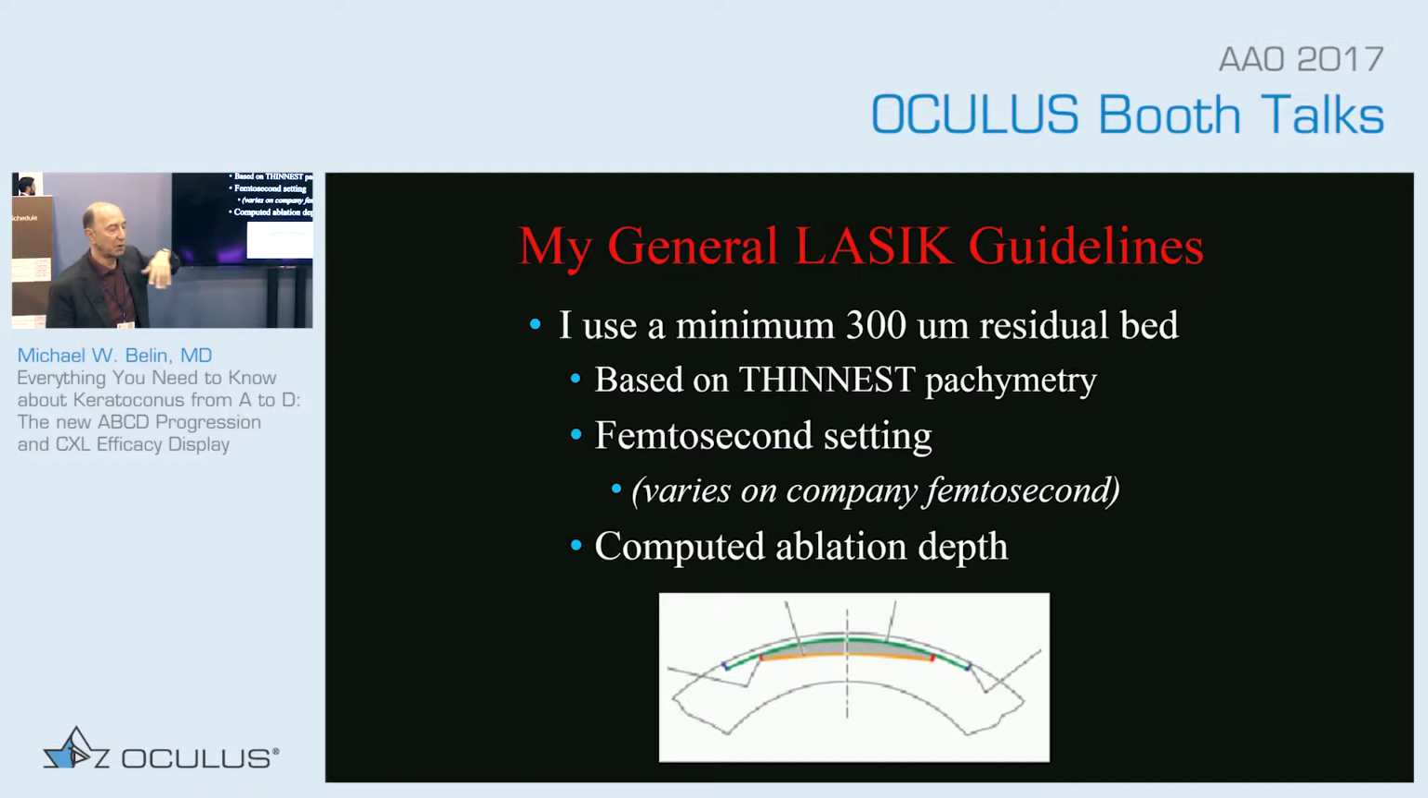I used to use, and I won't mention a company, a different femto that had more variability. So I would use my femto setting plus one standard deviation. The one that we switched to actually is very, very tight. We've tested it. So now I use it based on the actual setting of my femtosecond. So computed ablation depth, thinnest pachymetry, and my femtosecond laser. I use that for both the PTA computation and for my residual bed.